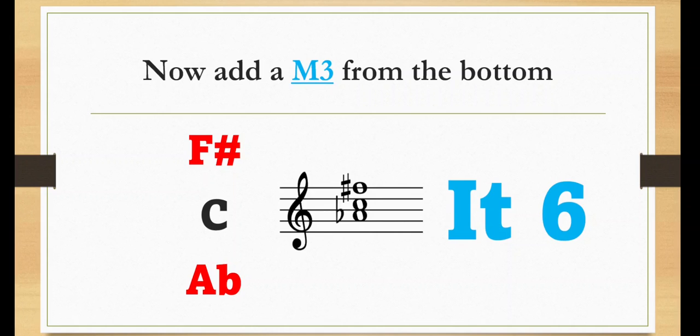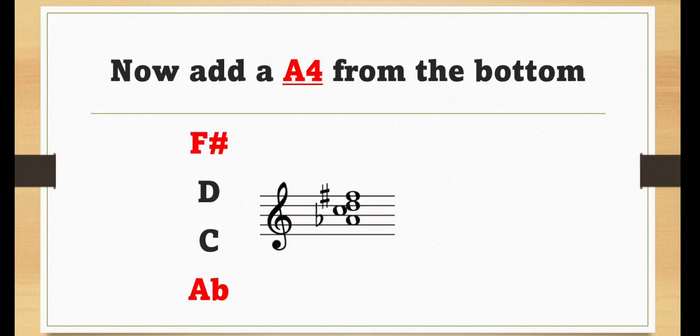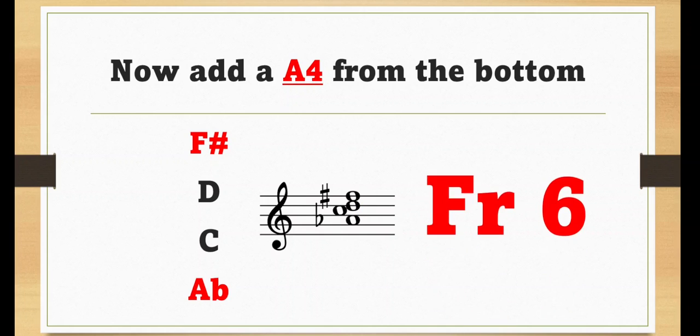We have the augmented sixth interval and then add a major third. Now let's add an augmented fourth from the bottom. Yes, this is a D. From the bottom, A flat to D is an augmented fourth interval. So now we have a French sixth. That is, from the bottom, A flat to C is a major third. A flat to D is an augmented fourth, and the outer part is still an augmented sixth interval.